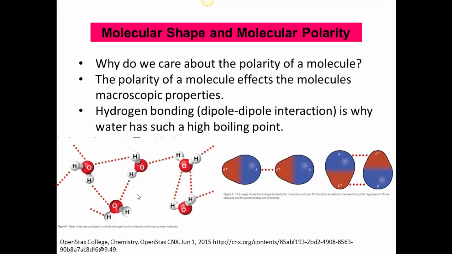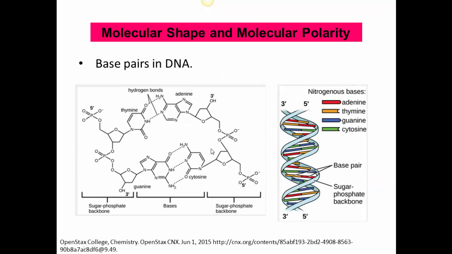And this is one of the biggest reasons why water has such a high boiling point, because to boil water, you need to disrupt these intermolecular interactions to increase the vapor pressure, and these intermolecular interactions are difficult to disrupt because of these strong dipole-dipole interactions. Another example of when polarity is important is the base pairs in DNA. They also have these dipole-dipole interactions or hydrogen bonding interactions, and this is what holds together the base pairs in DNA. So overall, molecular polarity is very important.